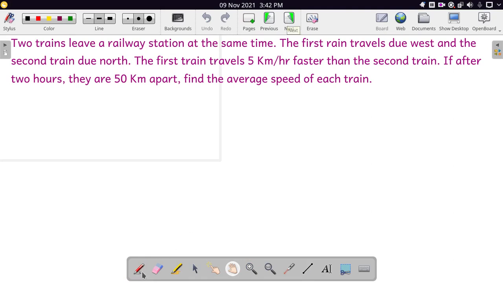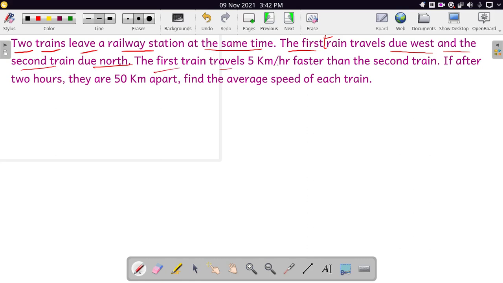This question is very important, so look at it very carefully. Two trains leave a railway station at the same time. The first train travels due west and the second train due north. So two trains have left the railway station at the same time. One train has gone west and one train has gone north.